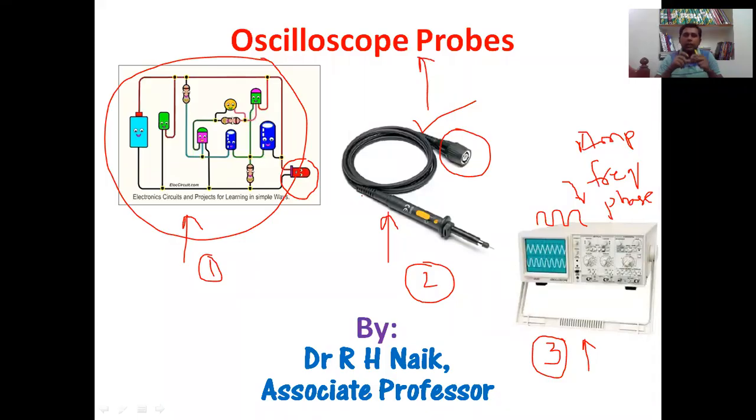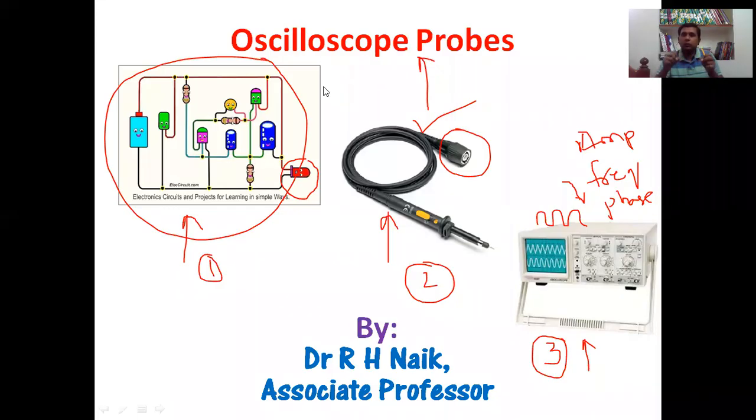To connect these two, we need the help of an oscilloscope probe. And when we are choosing an oscilloscope probe, it must have some specifications, some features. What are those features, and what are the essential conditions to use any connector as a CRO probe? It should have some specifications, some significances.